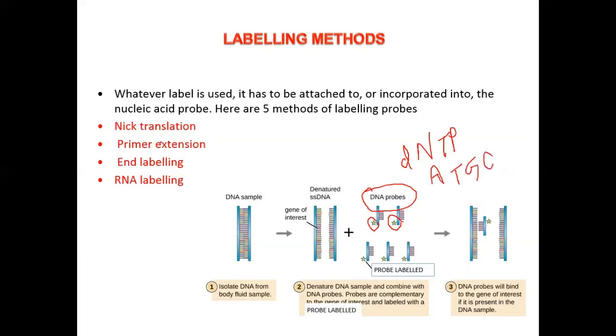How can we attach them? You can attach through various processes. Directly, you cannot put P32 dATP and your DNA fragment together. They will not bind to each other. You will need some techniques so that you can attach the P32 labeled dNTP to the DNA fragment, a small DNA fragment which serves as probes. You can use nick translation, primer extension, end labeling, and RNA labeling.